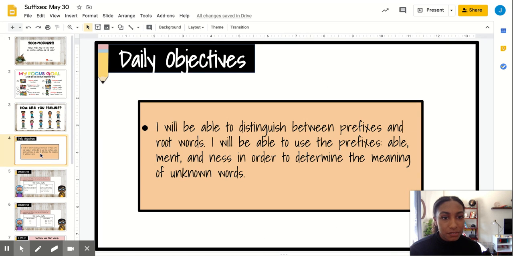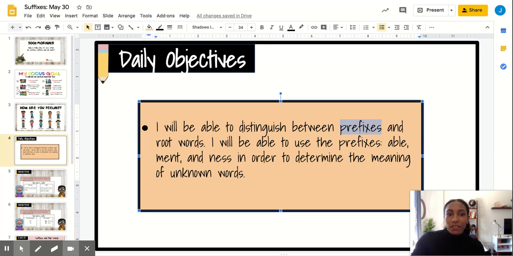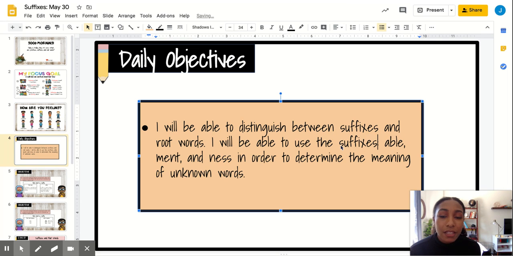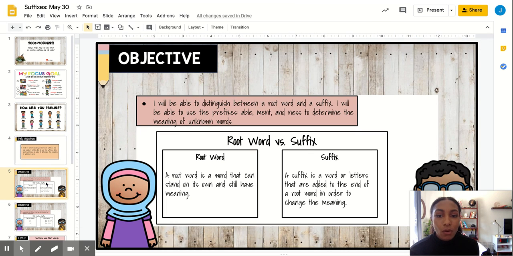Let's go over our objectives. Our objectives are staying the same. We're still talking about prefixes, telling the difference between suffixes and root words, and learning the meanings of able, ment, and ness. Those are the suffixes that we're focusing on for today. We've already reviewed what a suffix and a root word are, but let's review suffix one more time. It's when you have a word or letters that are added to the end of a root word and they change the meaning.